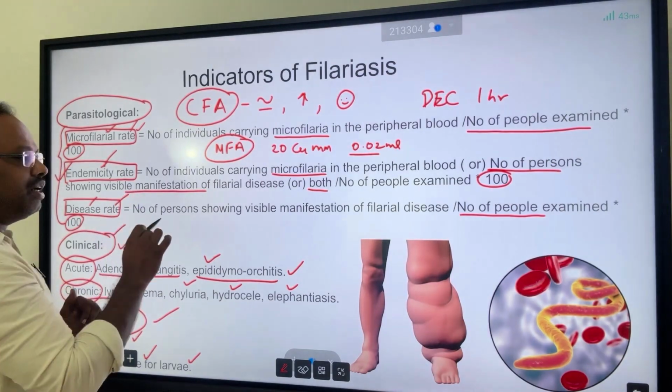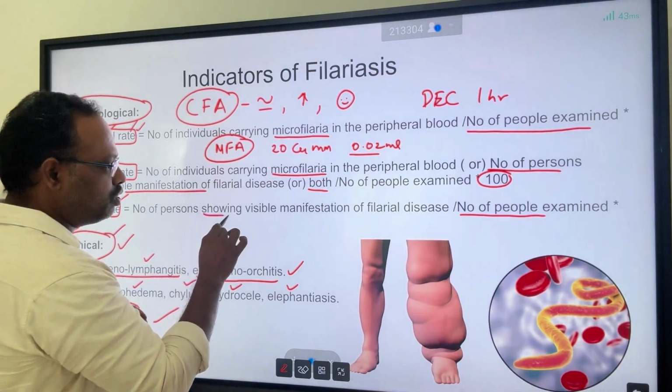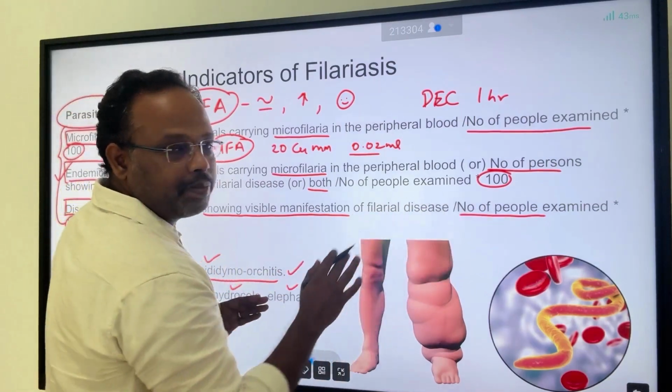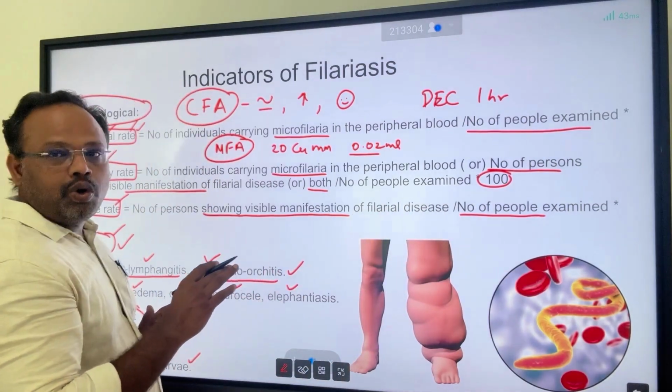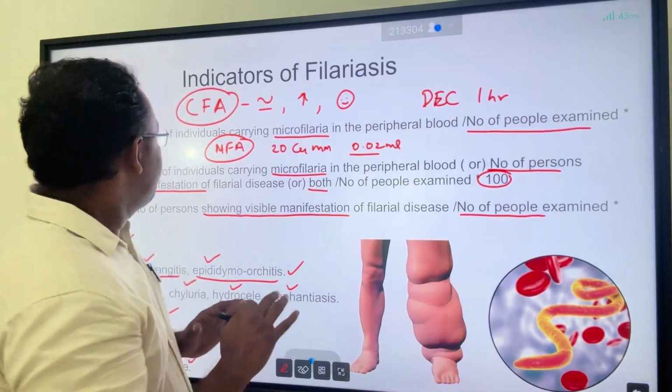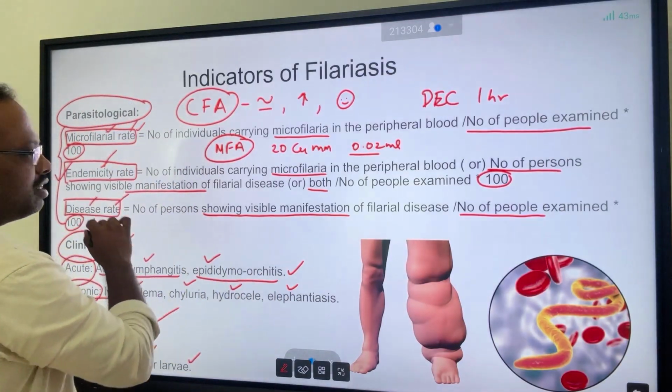For the filarial disease rate, it is the number of persons showing the visible manifestations of the disease divided by the total number of people examined, into 100. So the filarial indicators are very simple. There are three commonly used indicators: microfilarial rate, endemicity rate, and disease rate.